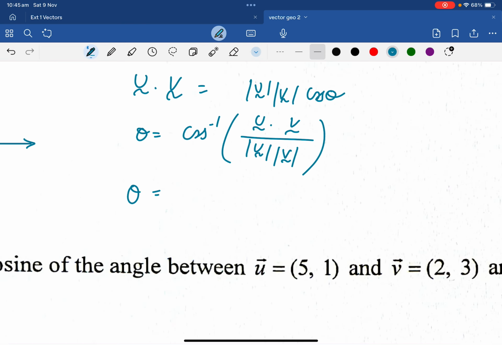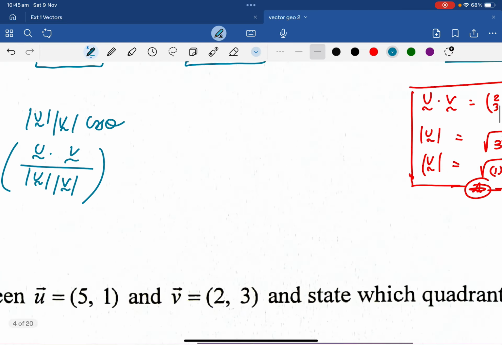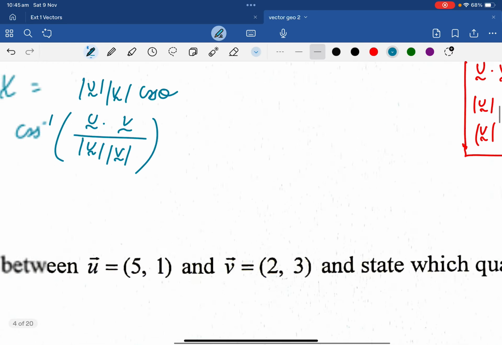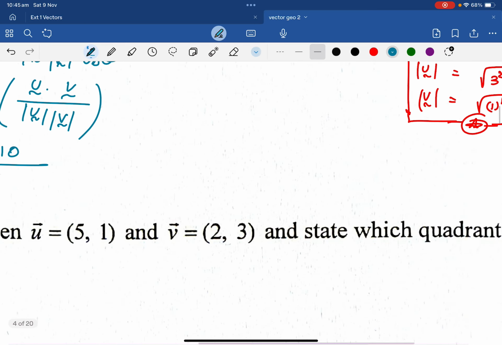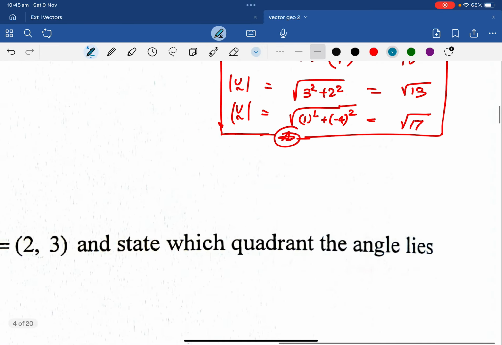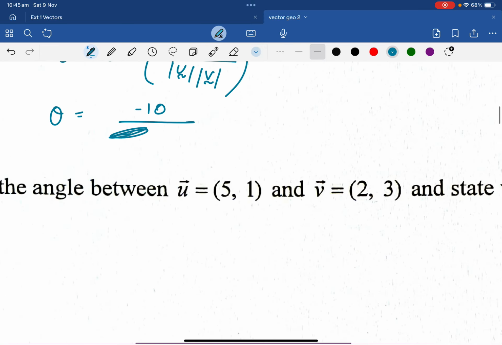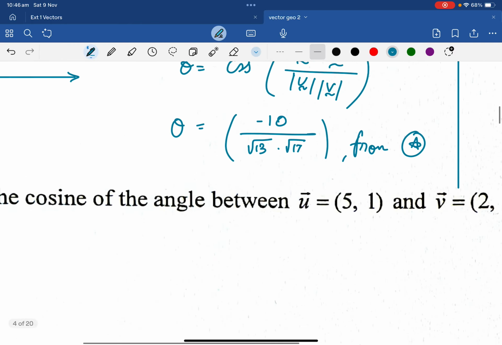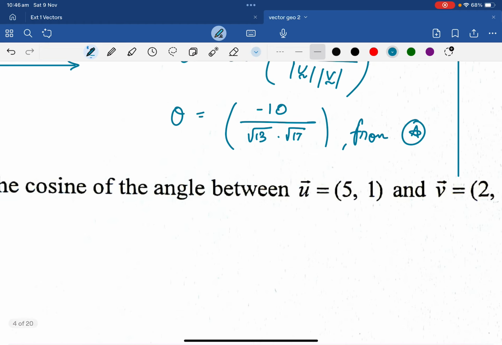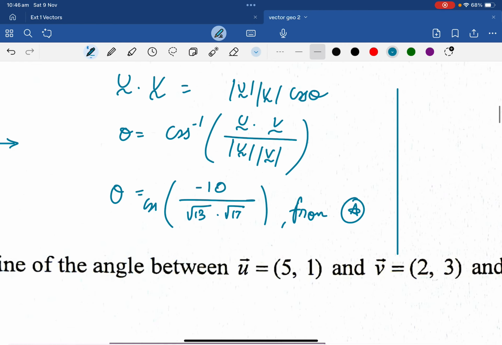Theta is here. We just got to sub in, right? What are we subbing in? Vector u dot v, so the dot product of u and v, which is minus 10, over the magnitude of vector u times the magnitude of vector v, root 13 times root 17. And then just say to the markers that you got this information all from the star, so they know where to look. And actually when you go on to calculate this, you'll get, oh wait, actually, yeah, this is cos inverse, right?